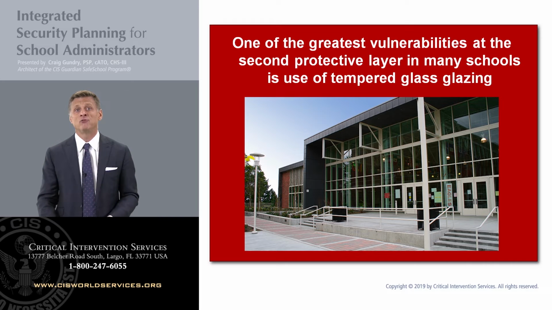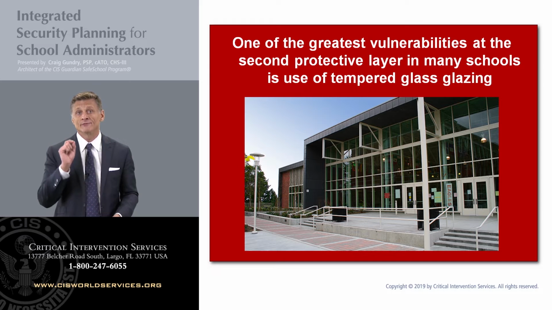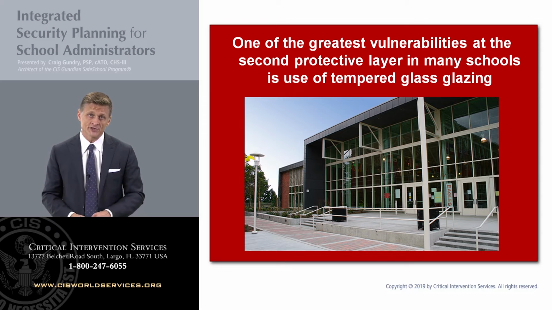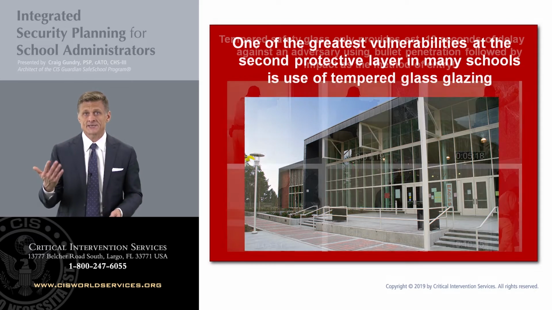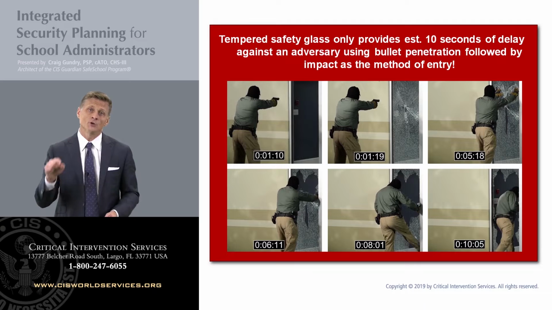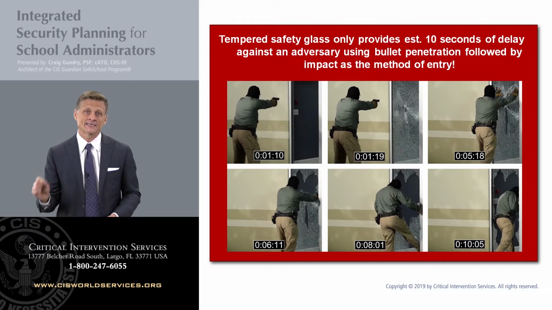Also does not account for the fragility or how weak a tempered glass window gets when first penetrated by firearm projectile. My organization, Critical Intervention Services, in cooperation with a window film manufacturer, SolarGuard, conducted tests of unprotected tempered glass windows, utilizing a firearm in order to penetrate through those windows and then enter through the breach. And the average mean delay time was 10 seconds.